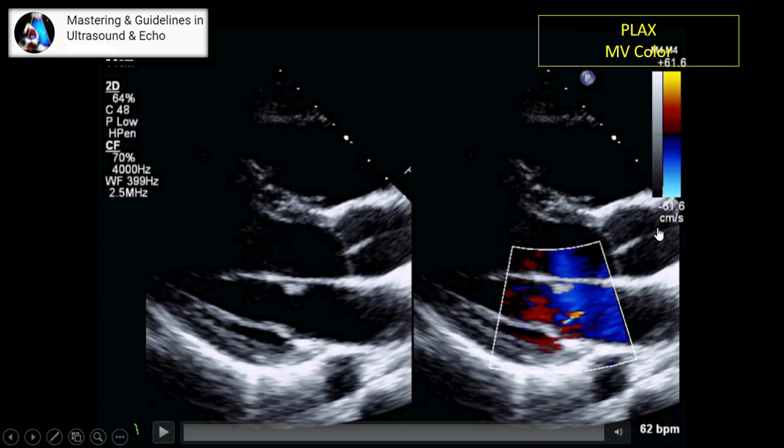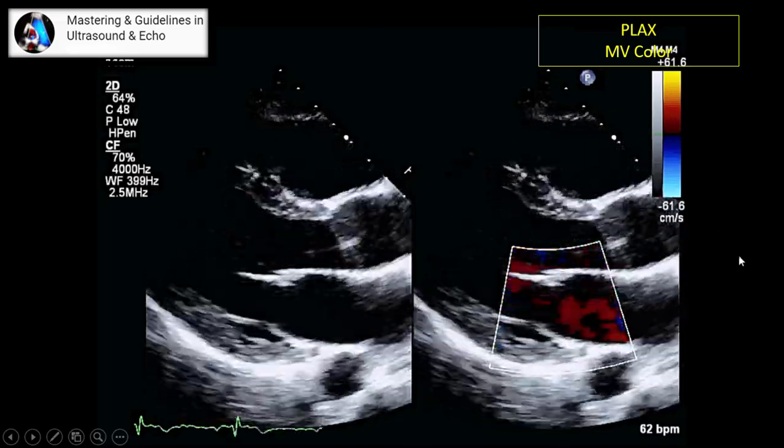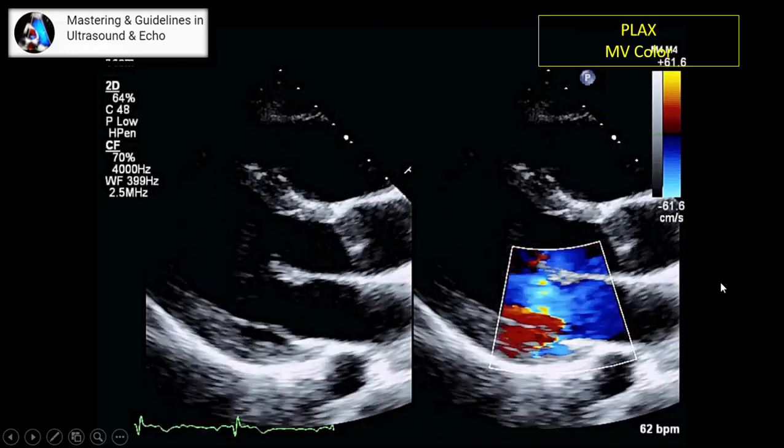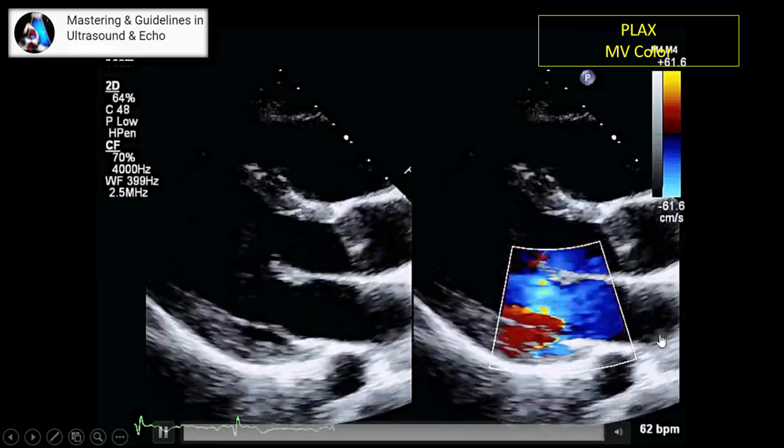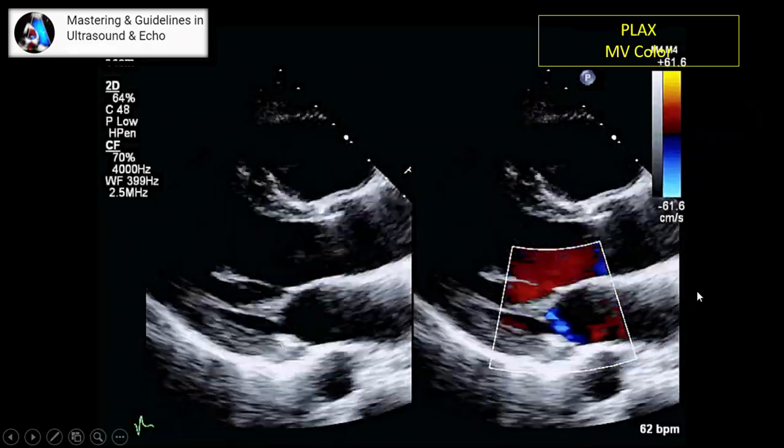After we're done with the measurement in 2D and M mode, we go for the color on the mitral and aortic valve. First, we start with the mitral valve. Again, I am emphasizing here, for catching any abnormal blood flow in any valve, we always should survey and sweep and scan all the way surface of the valve.